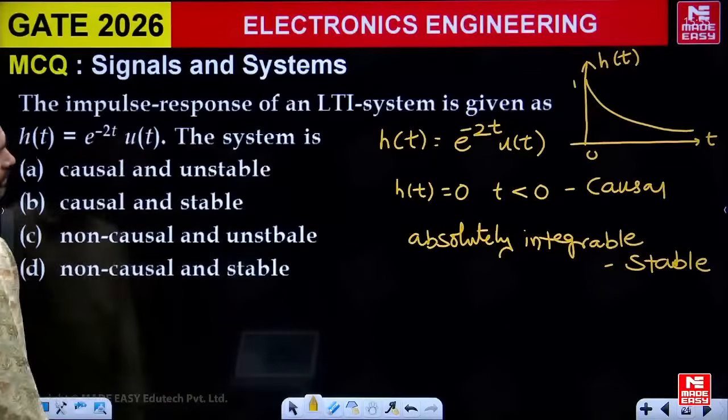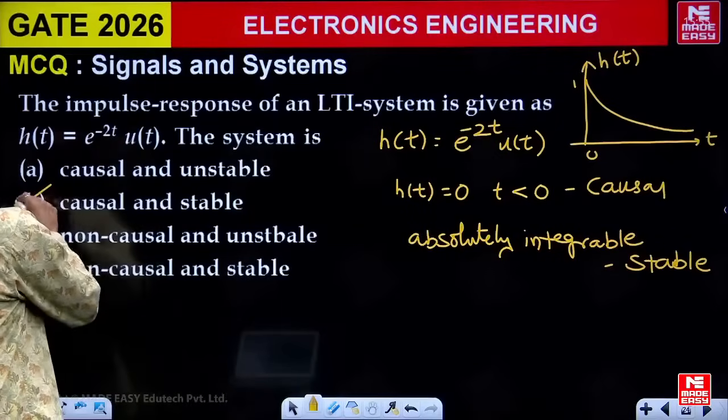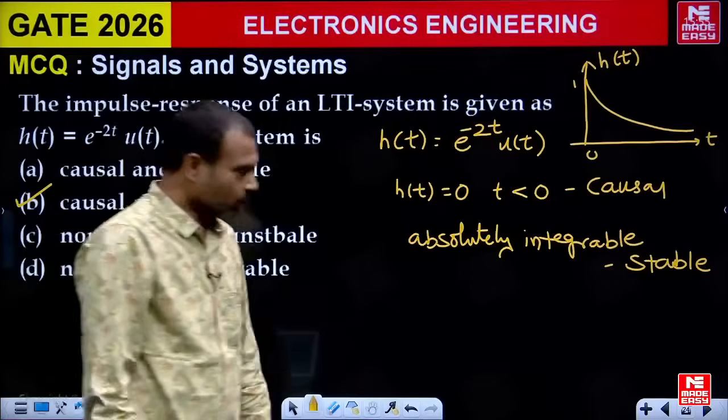So the option is both causal and stable. Option B is the correct answer. So now going to the next question.